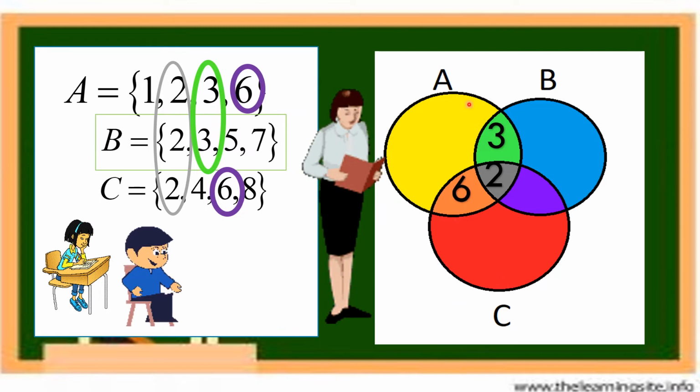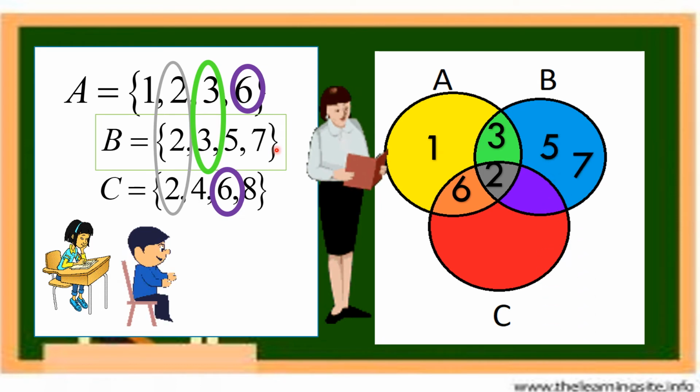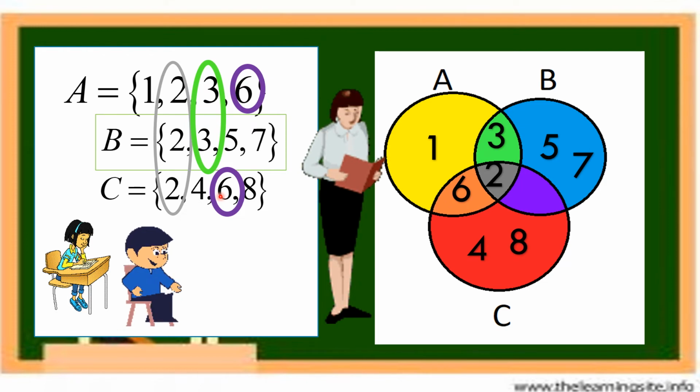Now, we'll proceed with set A. We already have 2, 3, and 6. What is the remaining element? The answer is 1. For set B, we already have 2 and 3. What are the remaining elements? We have 5 and 7. And for set C, we already have 2 and 6. What are the missing elements? We have 4 and 8. This is how to graph using a Venn diagram with 3 circles, set A, set B, and set C.